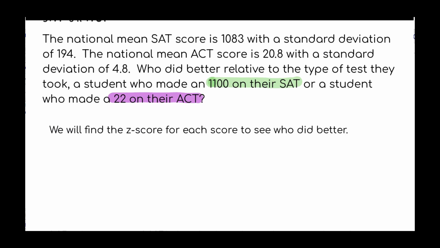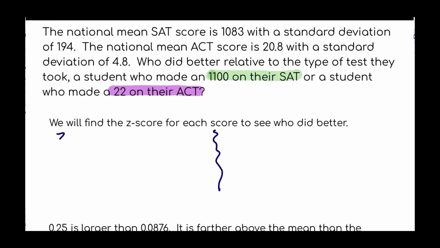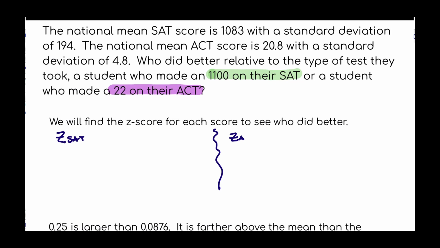So which one's better? And like we said earlier, the SAT and the ACT are scored completely differently, so it's really hard to do this comparison. But z-scores can help. The first thing we're going to do is find the z-score for the SAT student, and the z-score for the ACT student, remembering that the z-score formula is x minus the mean over the standard deviation, which is sigma.